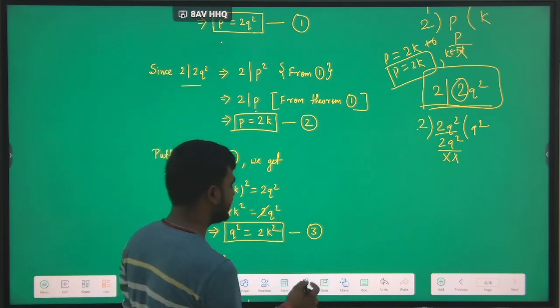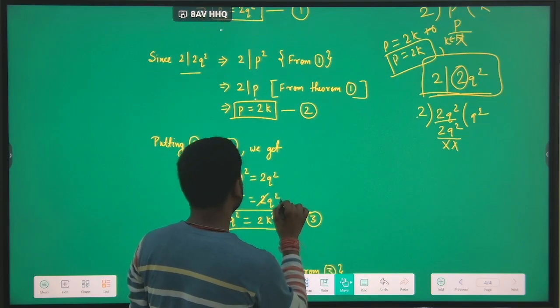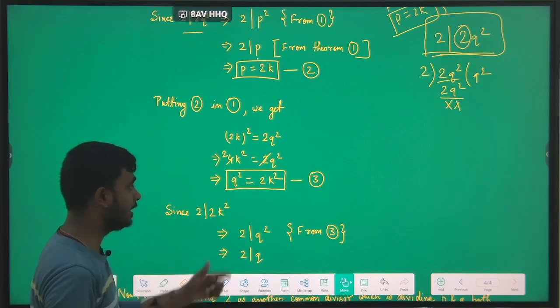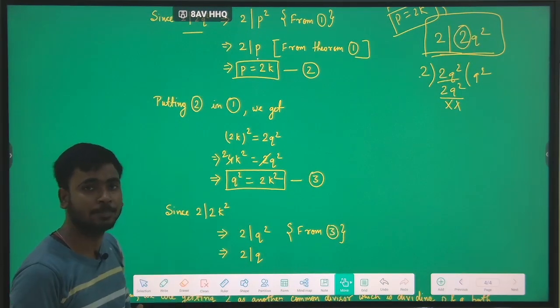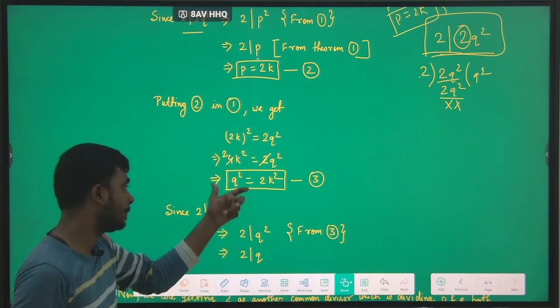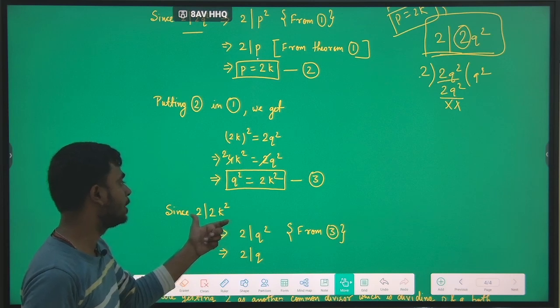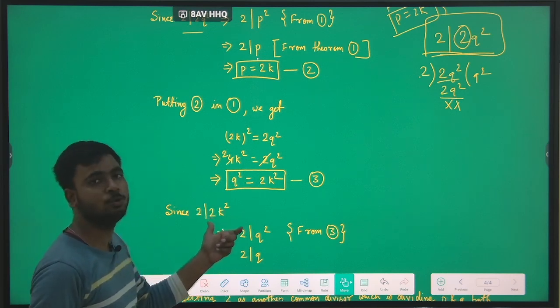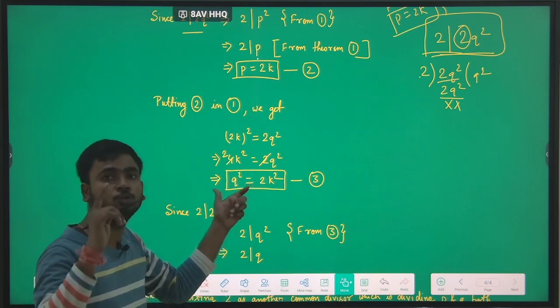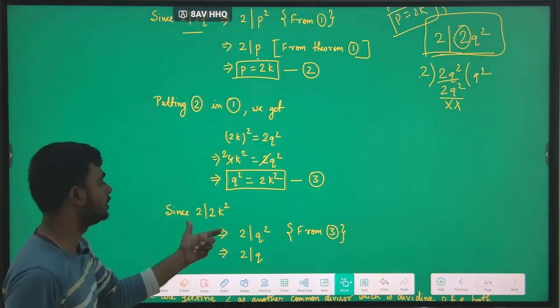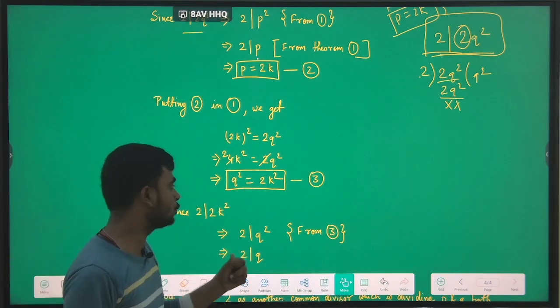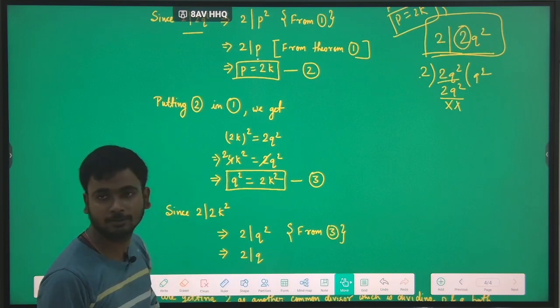So we are writing this equation as equation number 3. So what we are getting, q square is equal to 2k square. Now the similar thing will happen. We know that 2 will divide 2k square. So when 2 is dividing 2k square and 2k square is equal to q square, what it means? It means 2 will divide q square also, because q square is equal to 2k square.